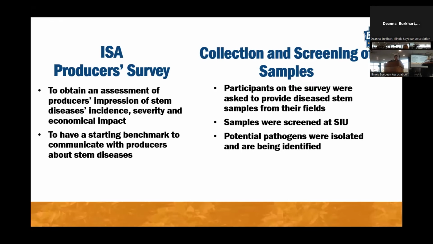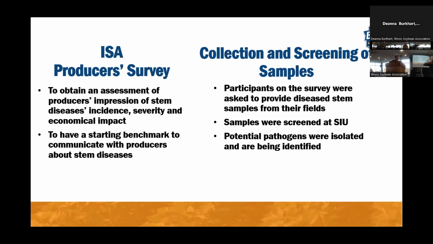So one of the unique things about this project is that we partnered with ISA, and ISA did a survey with producers. In order to obtain an assessment of producers' impression of stem diseases, the incidence of those diseases, severity, and economic impact. We want to have a starting benchmark to communicate with producers about stem disease.